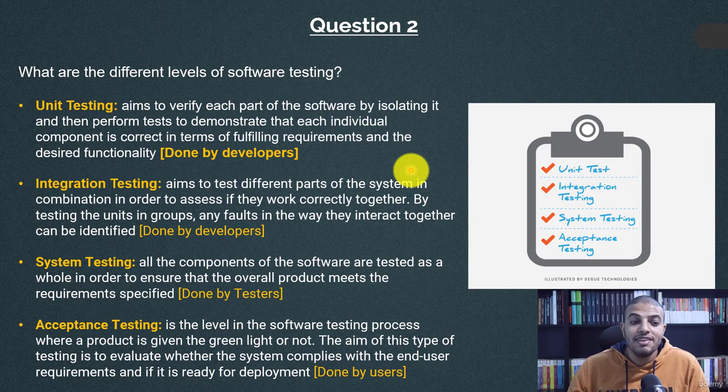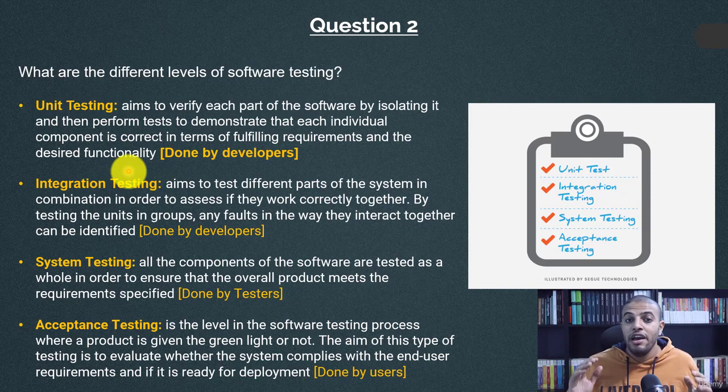Then we have, what are the different levels of software testing. So in software testing, we have four main levels. We have unit testing, integration testing, system testing, and acceptance testing. Sometimes we call unit testing component testing or program testing or module testing. So at the beginning, we have unit testing, and unit testing aims to verify each part of the software on its own by isolating it and then performing tests to demonstrate that each individual component is correct in terms of fulfilling requirements and the desired functionality.